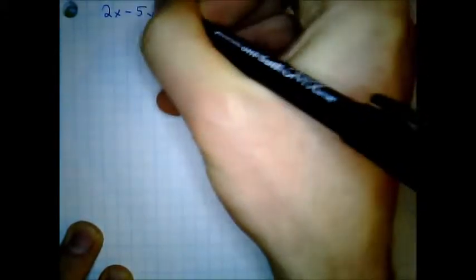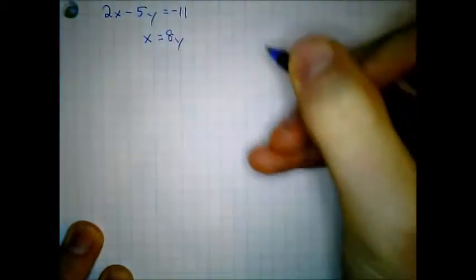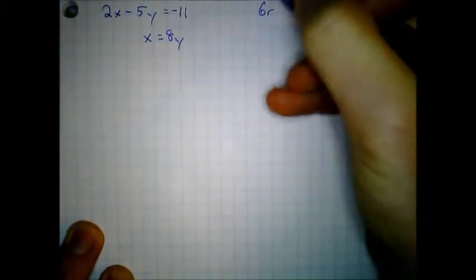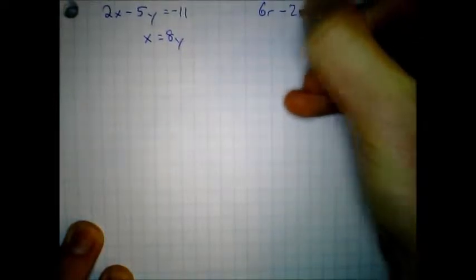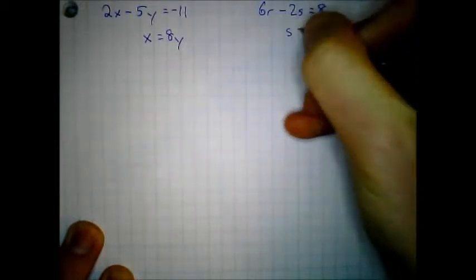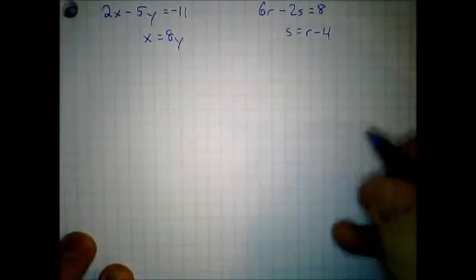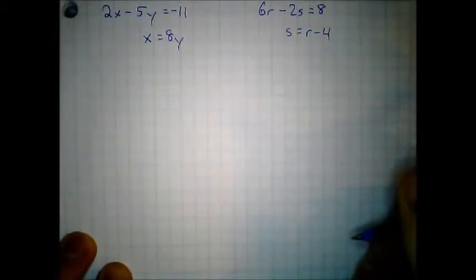Great, so again, I'm going to give you 2 examples. You're going to press pause, and you're going to try them on your own, then press play to check your work. So let's say we have 2x minus 5y equals negative 11, and x equals 8y, and 6r minus 2s equals 8, and s equals r minus 4. Okay, so press pause, try these on your own, then press play when you're ready to check your answers.